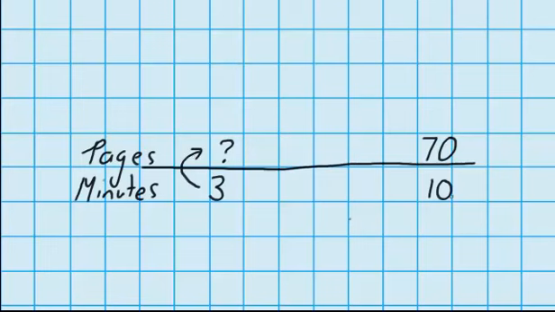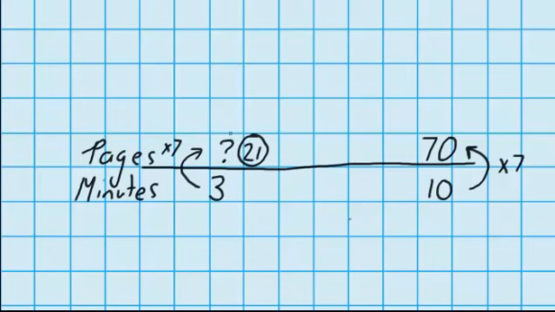So I'm going to come over here and try and spot a relationship between these two numbers in that direction. Well, I know that 10 times 7 is 70. So now I'm going to come over here to this side and do exactly the same thing. 3 times 7 is 21. So if my printer can print 70 pages in 10 minutes, I could print 21 pages in 3 minutes.